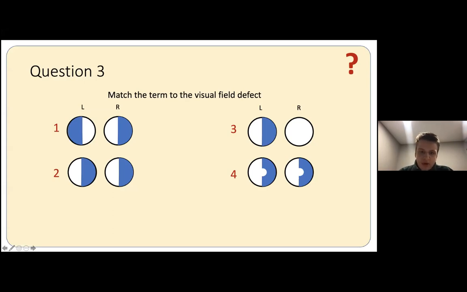So got some more questions here. So these are some visual field defects. The area in blue signifies the area of vision that is lost. I'd like you to have a look at the number 1 and tell me of those 4 which you think it is.